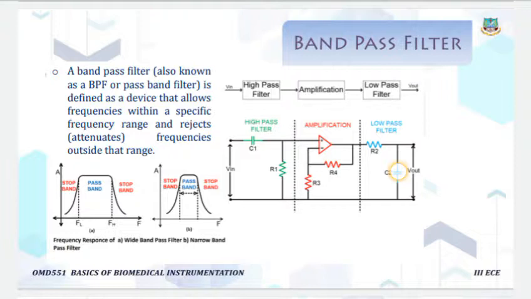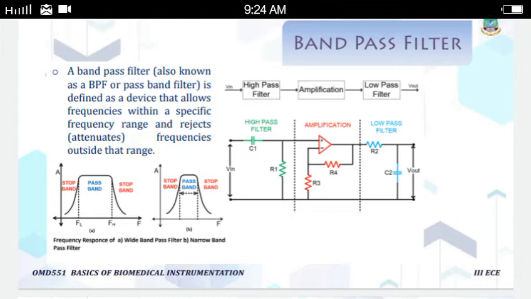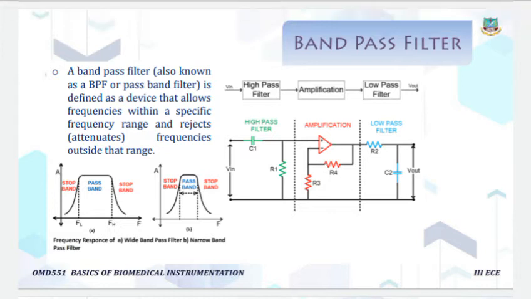So by cascading this connection, that is by using this high pass filter and the low pass filter, we get another filter, that is the band pass filter. You all know about the high pass filter as well as the low pass filter. So using these, we get another filter. It is called the band pass filter.